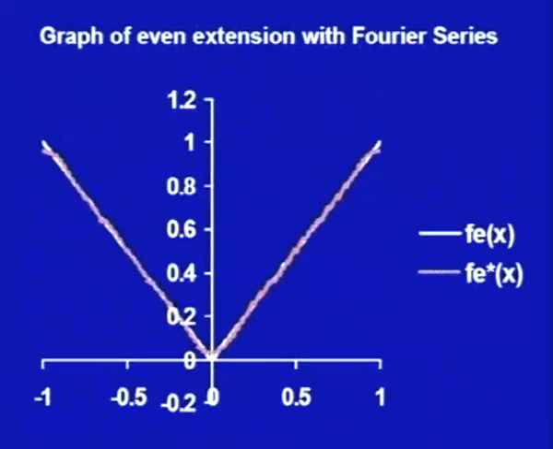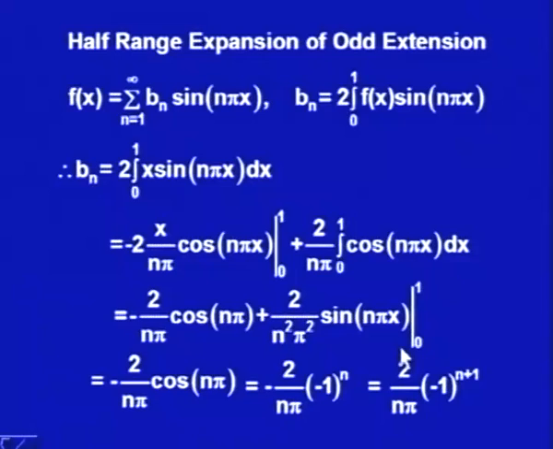Let us see how it is making the even extension. This is the even extension from 0 to 1 and this is the even extension over here. When we are plotting the Fourier series, we find that at the points where it is changing the values, that is at 0, at 1 and minus 1, there is a little bit of deviation, or it is not exactly matching, but elsewhere it is quite nicely overlapping. Let us move to the odd extension and its half range expansion.